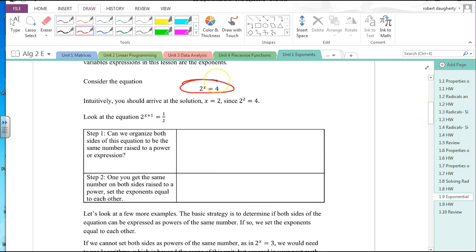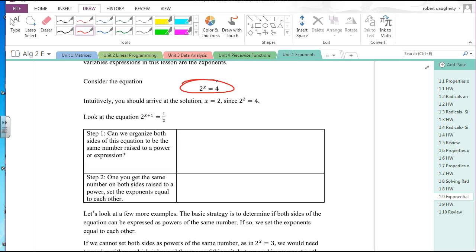So 2 to the x equal 4. What's the solution to that equation? 2. Why is 2 the solution? Because 2 squared is equal to 4. Now, what's different here is, how is this equation different than the ones we've seen before? Where is our variable? It's in the exponent, okay? So that's what's different about today. We're still in exponents, but everything we did yesterday, we had x to a power, x cubed, x to the 2/3. Now, the exponent is my variable. So there are a few little nuances in how we solve that equation.